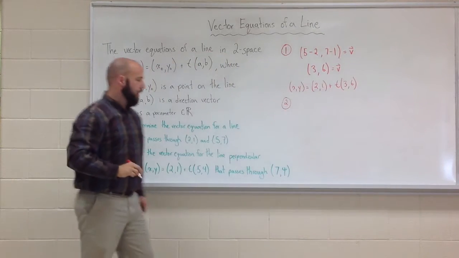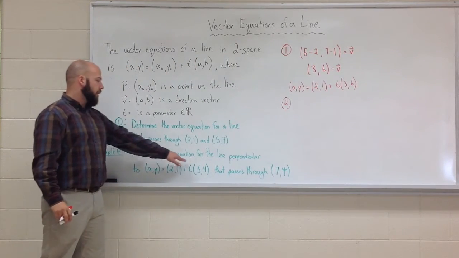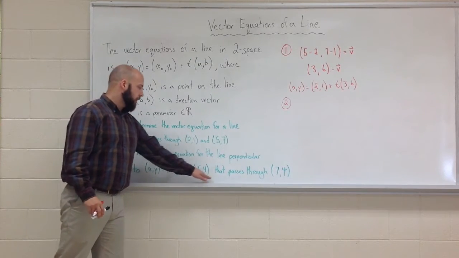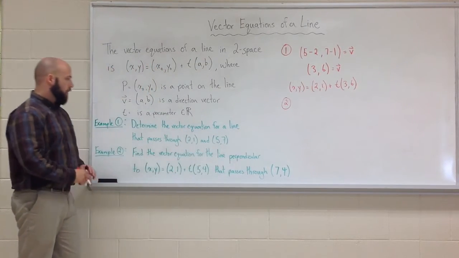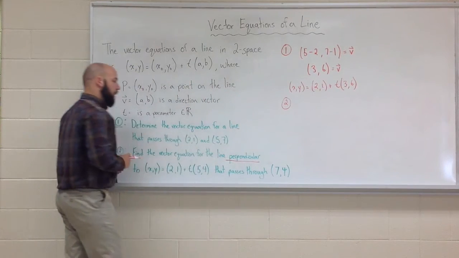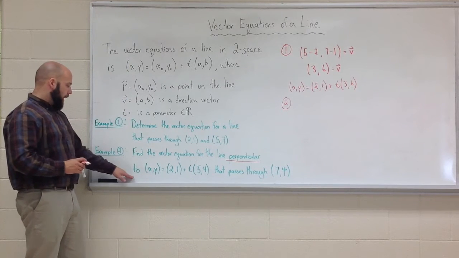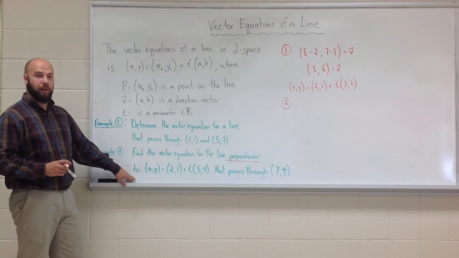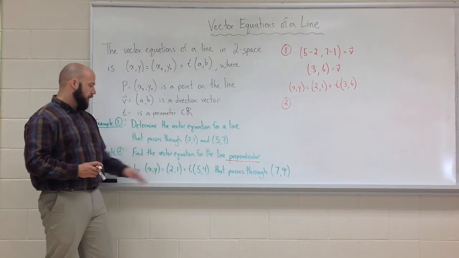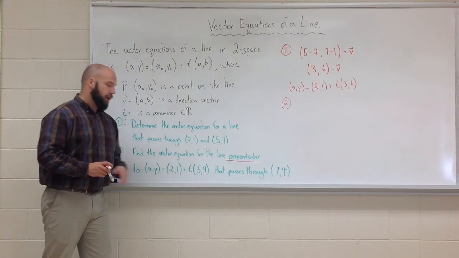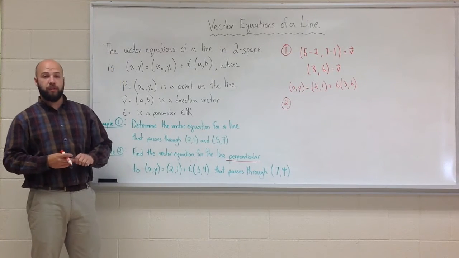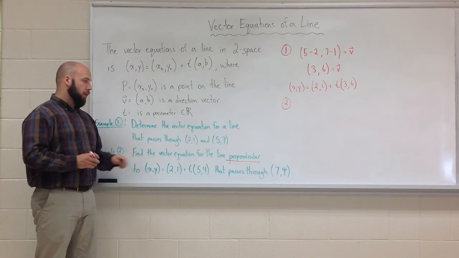Let's look at the second example. Find the vector equation for a line perpendicular to this line that passes through this point. Okay, the key here is perpendicular. This means that we have to look at this line and find a direction vector perpendicular to the one that's given. If our direction vector for our one line is (5, 4), we can use the dot product to figure out what's perpendicular.